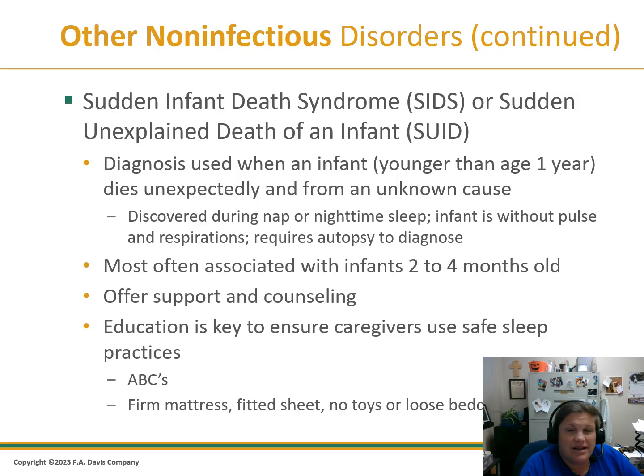This is only associated with deaths of a baby younger than a year old, when they die essentially unexpectedly from an unknown cause. A lot of times they're found already deceased when they've been napping or asleep, like during the night. They don't have a pulse or respirations, and to really know the cause would require an autopsy. We see it, unfortunately, the most in infants between 2 and 4 months old.